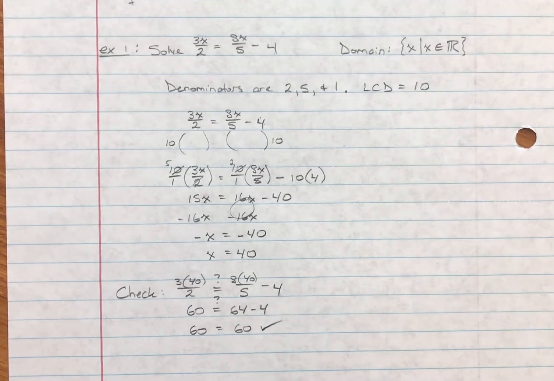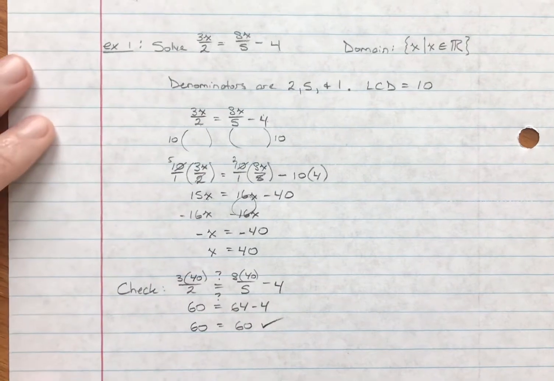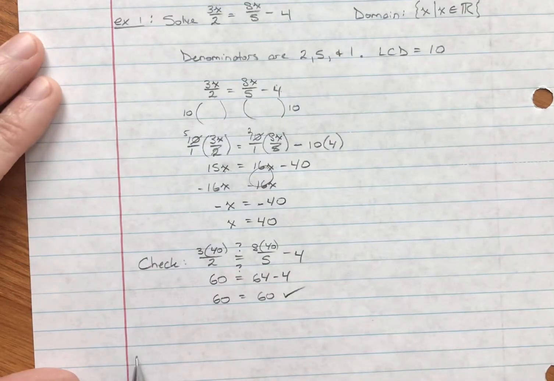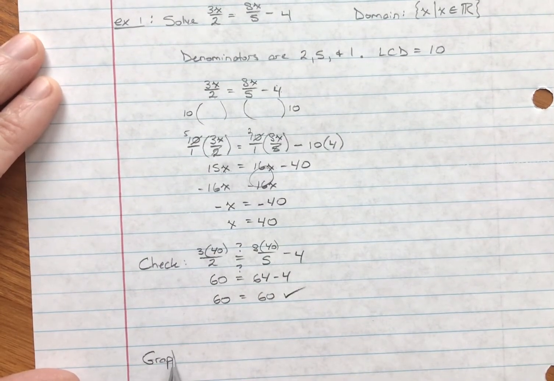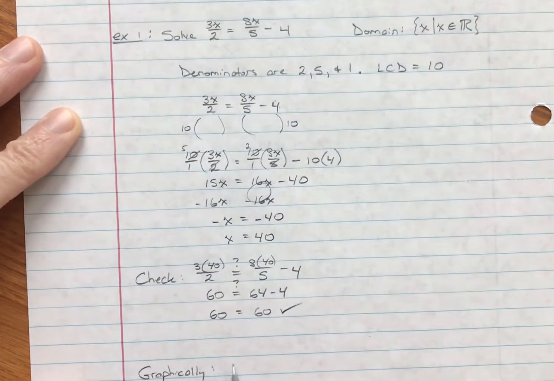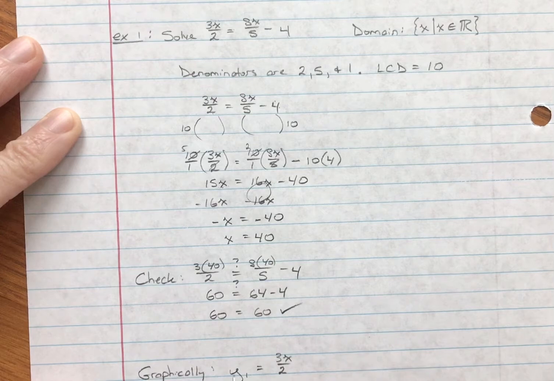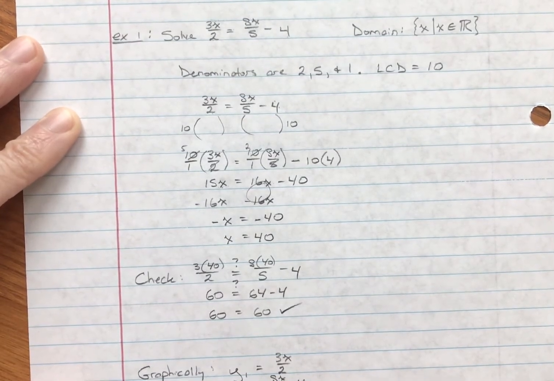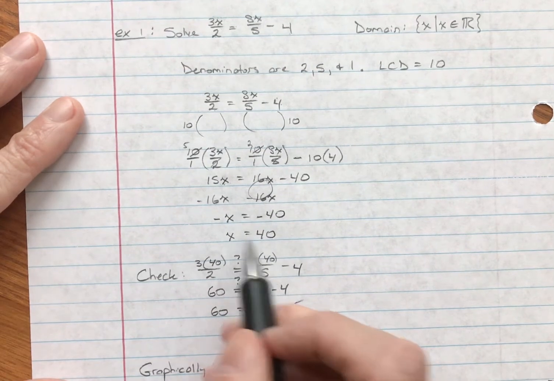So there's how you solve a rational equation algebraically. Let's do it graphically. Okay, so here is our equation. Graphically, we know we've seen this before. We have an equation, so let's just set y1 equal to the left side, y1 equals 3x over 2. And let's set y2 equal to the right side. The right side is 8x over 5 minus 4. And let's do our calc intersect.